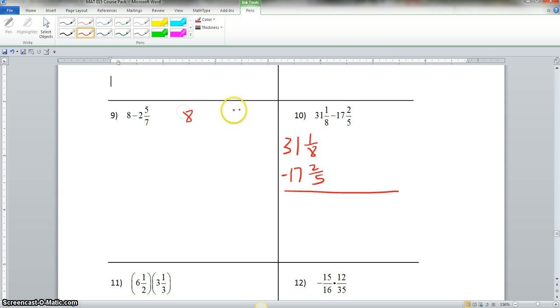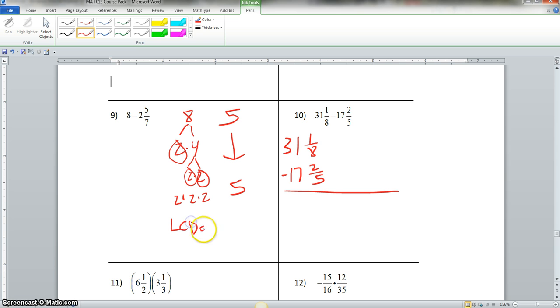I will have 8 and 5. 8 breaks down to 2 and 4, and then it breaks down to 2 and 2. And that's the prime factorization of 8, which is 3 2's. And 5 is prime, so we'll bring down our 5. So our LCD will be these 3 2's and the 5, which is 40.